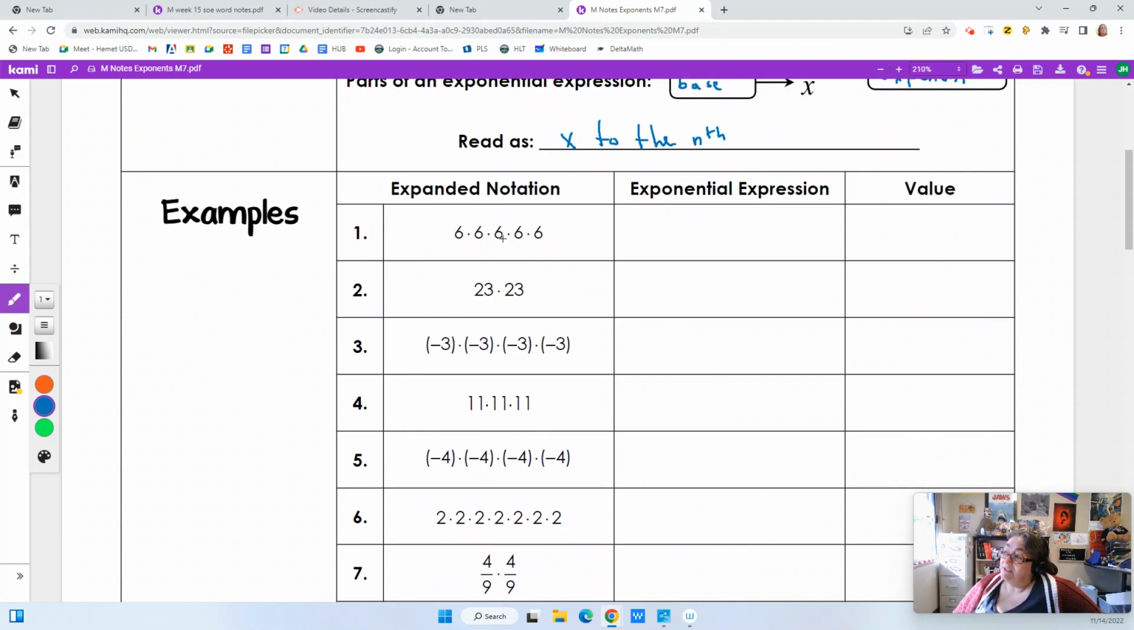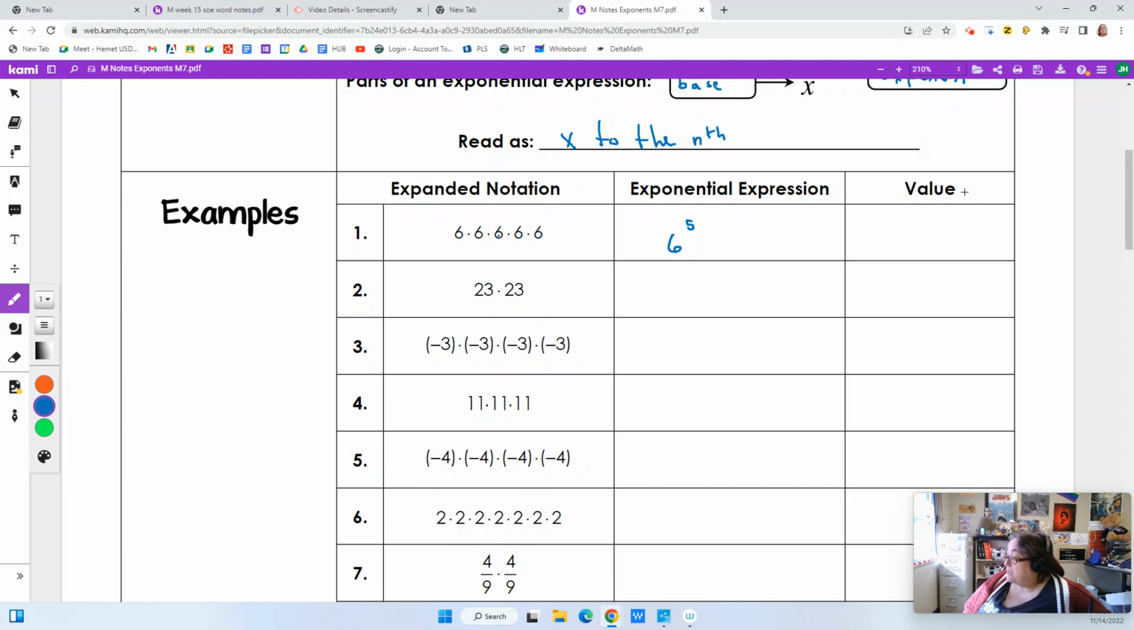Here I have 6 times 6 times 6 times 6 times 6. So our base is 6, and we're multiplying it 1, 2, 3, 4, 5 times. So it would be 6 to the 5th power. How would I know the value of that? I would plug it into a calculator. The cool thing about exponents is it's a good way to write really, really big numbers in a small space. It's like saying 6 times 6 times 6 times 6 times 6.